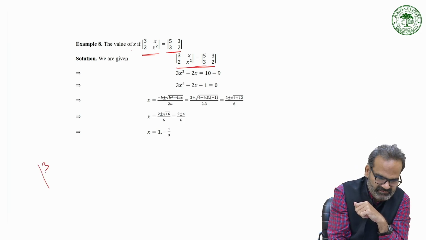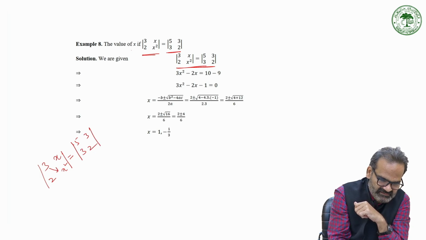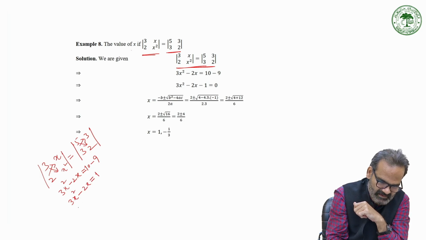This is determinant 3, 2, x and x square, 1, and this is equal to determinant 5, 3, 3, 2. So, the value of this is what? This minus this, and likewise this minus this. So, 3x square minus twice of x is equal to 10 minus 3 into 3, 9. So, what you will get here? 3x square minus 2x is equal to 1, and this can be written as 3x square minus 2x minus 1 is equal to 0.